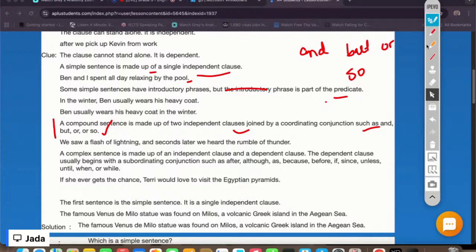Then the complex sentence is made up of an independent clause and a dependent clause. The dependent clause usually begins with a subordinating conjunction such as after, although, because, before, if, since, unless, until, when, or while. So a complex sentence is made up of an independent and a dependent clause, and the dependent clause usually begins with any of these subordinating conjunctions. So we have "If she ever gets the chance," then there's a comma, "Terry would love to visit the Egyptian pyramids." That is a complex sentence.